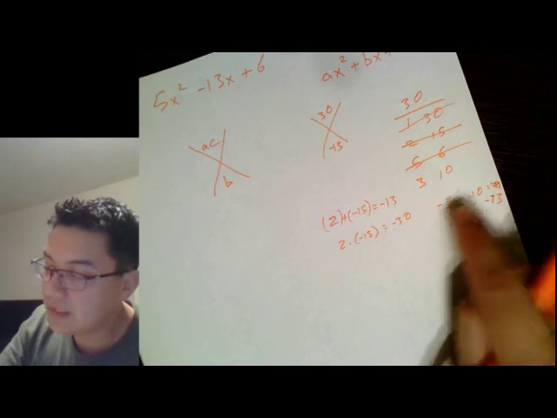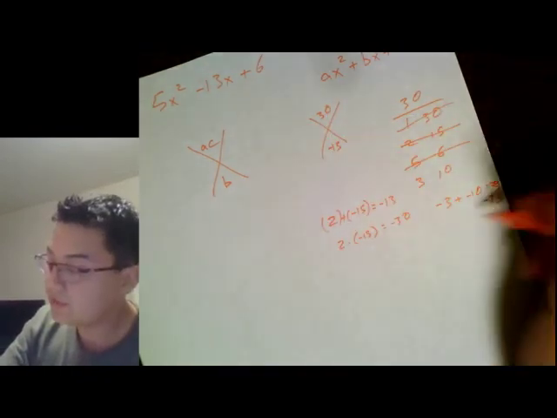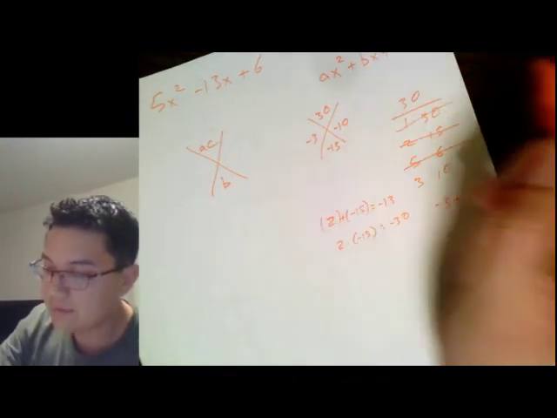And negative 3 times negative 10. Negative times a negative is a positive. So that gives me 30. So that one works. So this one is going to be negative 3 and negative 10.